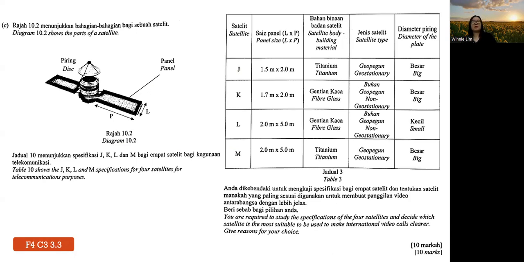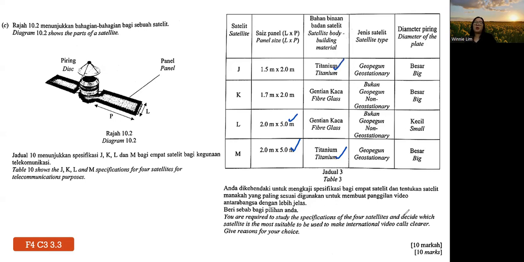So what is the function of the panel here? Generally, it is used to convert solar energy to electrical energy. Should a bigger surface area be better or a smaller surface area? Supposedly bigger, so this is how you choose to get the best answer. For satellite material, is fiberglass better or titanium? They need to be very strong, so titanium is a better material.